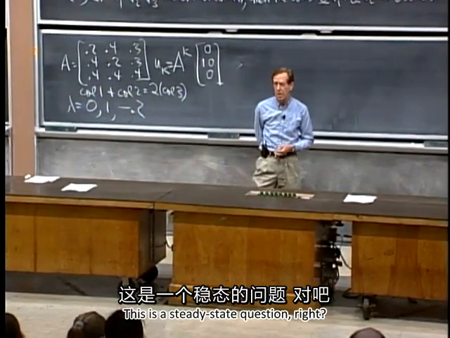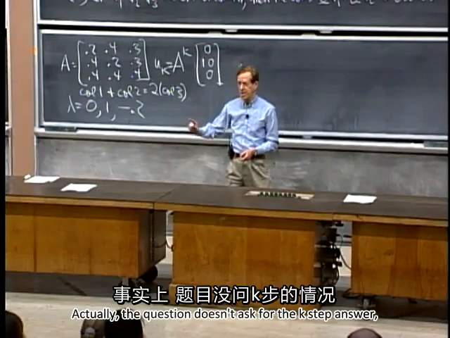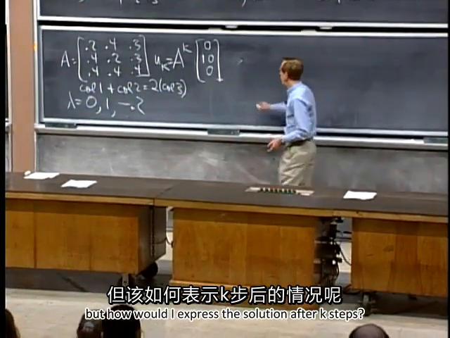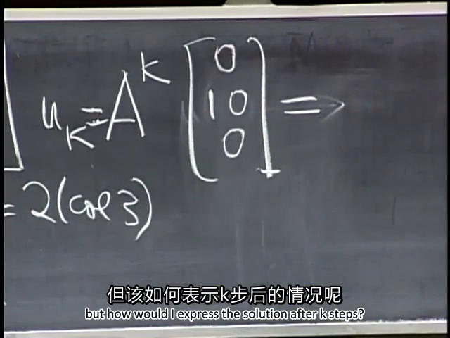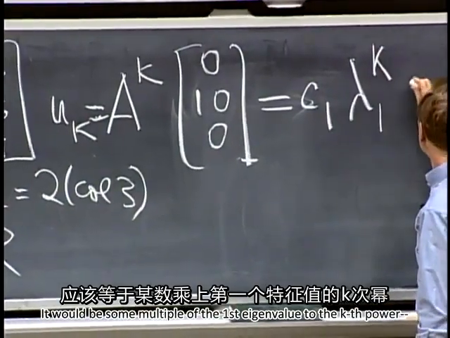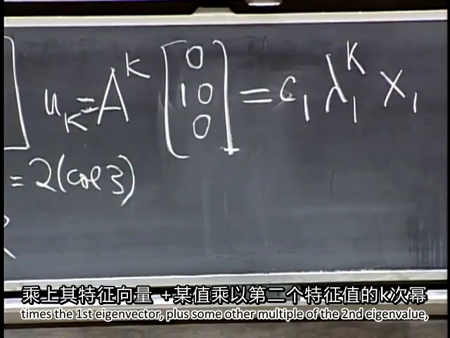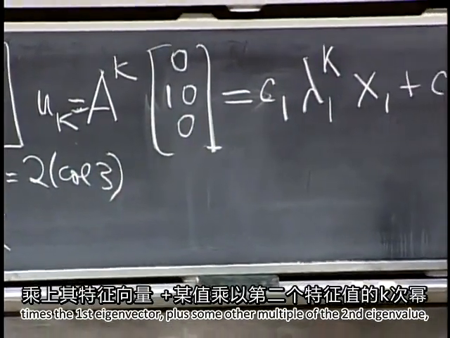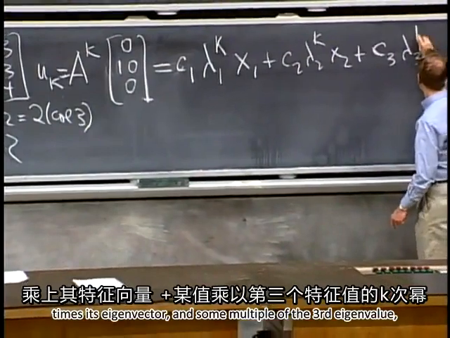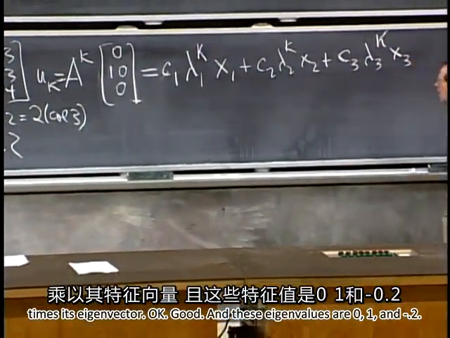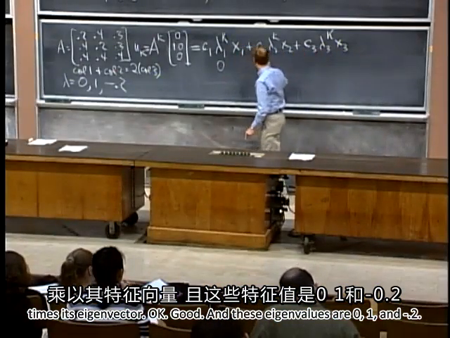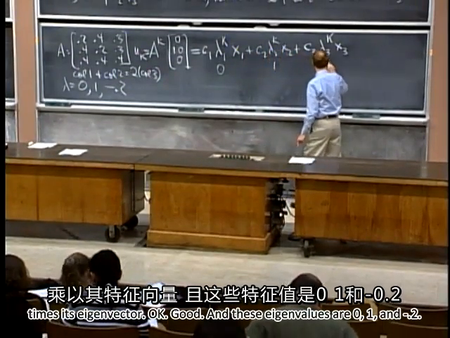This is a steady state question, right? I'm looking for the steady state. Actually, the question doesn't ask for the k-step answer. It just jumps right away to infinity. But how would I express the solution after k steps? It would be some multiple of the first eigenvalue to the kth power times the first eigenvector, plus some other multiple of the second eigenvalue to the kth power times its eigenvector, and some multiple of the third eigenvalue to the kth power times its eigenvector. Okay, good. And these eigenvalues are 0, 1, and minus 0.2.